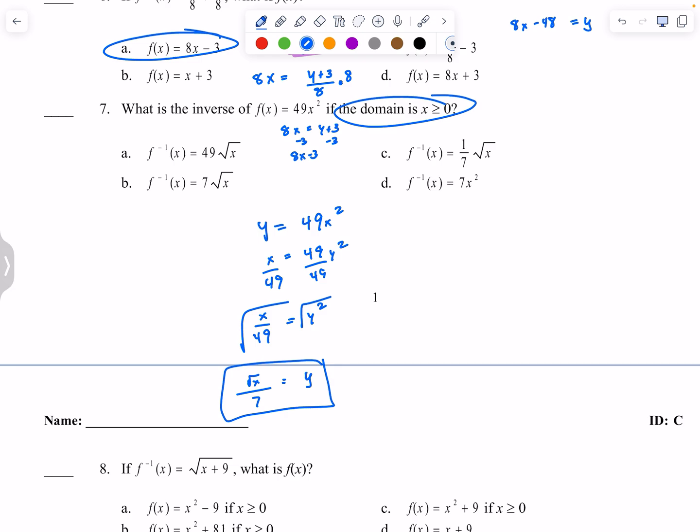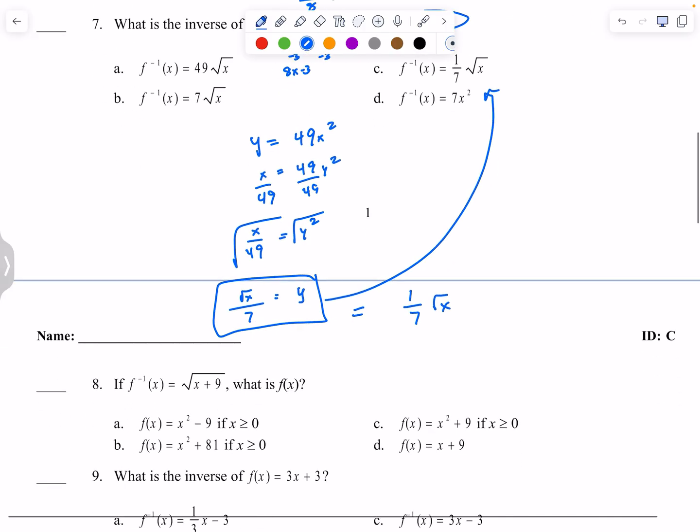So which one is the same thing? The 7's in the denominator, so that's the same thing as saying 1/7 root x.